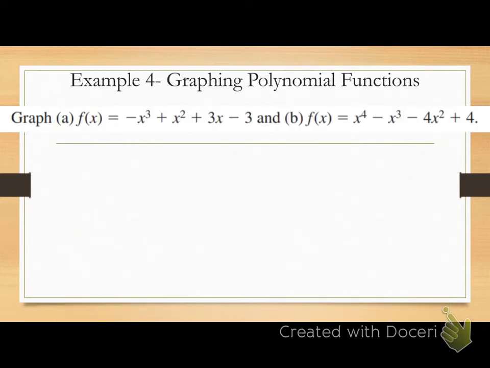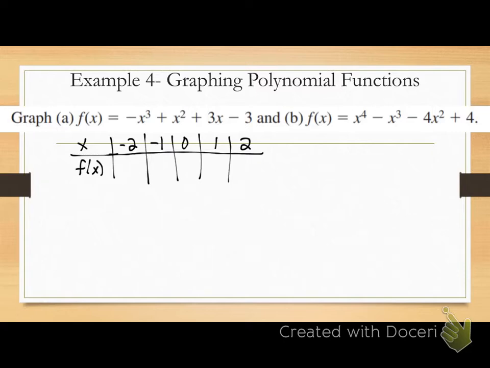Okay, letter B. X to the fourth minus x to the third minus 4x squared plus 4. Once again, creating my table of values. Like I said, we're just going to use the same x values. -2, -1, 0, 1, 2. For time's sake, I'm going to have some of y'all plug these in for me. So does someone want to volunteer to plug in -2? Does someone besides Mallory want to plug in -1? I'll do 0. Who wants to plug in 1 for me? Jordan. And raise your hand if you want to do 2. All right. So go ahead and type those in for me.